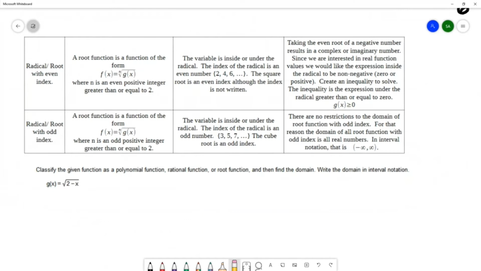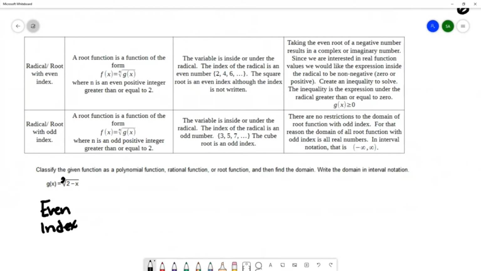Now when you're finding the domain of this root function, you want to pay attention to whether you have an even index or an odd index. Now this example is a square root, and there's no index. Let me show you where the index usually is. The index is usually right here, just on the outside of the radical. Now this one doesn't have an index, which means that we assume that it is a 2. That's why we call it a square root. So this has an even index.